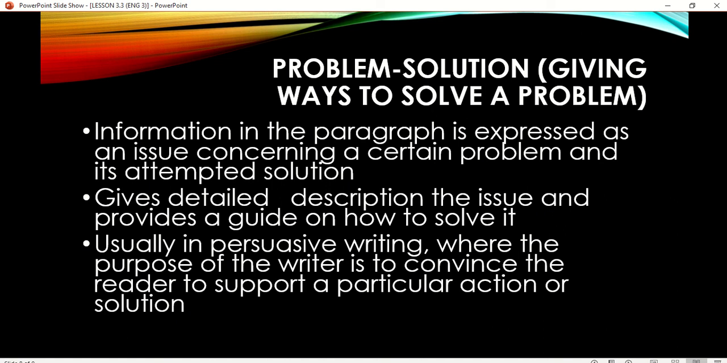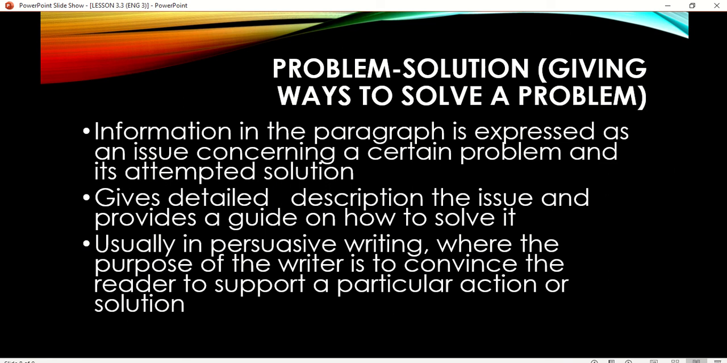Okay? But if a composition tells you what the problem is, why we have this problem, and it provides a solution, then it is a problem solution pattern of development. You just have to take note that if a composition identifies the problem, locates the problem, understands the problem, and provides a solution, then it is a problem solution pattern of development. And it is usually persuasive writing. So, somehow persuasion. Why? Because you are persuading the readers to do something.